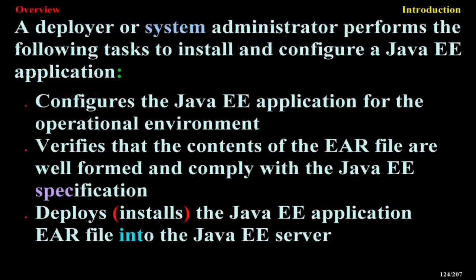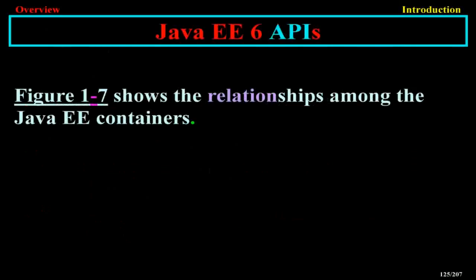A deployer or system administrator performs the following tasks to install and configure a Java EE application. Configures the Java EE application for the operational environment, verifies that the contents of the EAR file are well formed and comply with the Java EE specification, deploys and installs the Java EE application EAR file into the Java EE server Java EE 6 APIs.